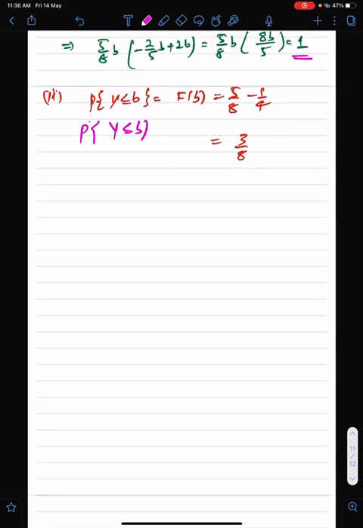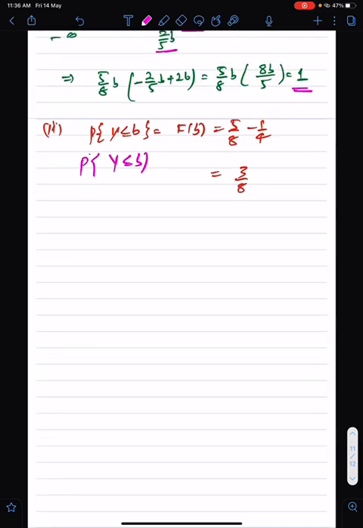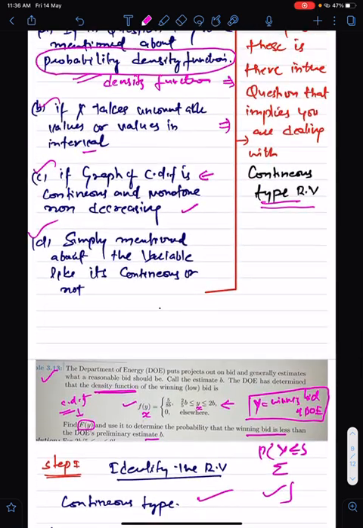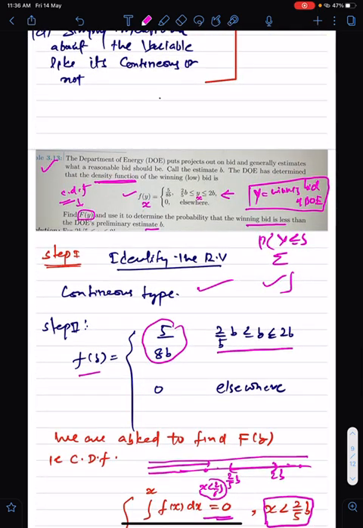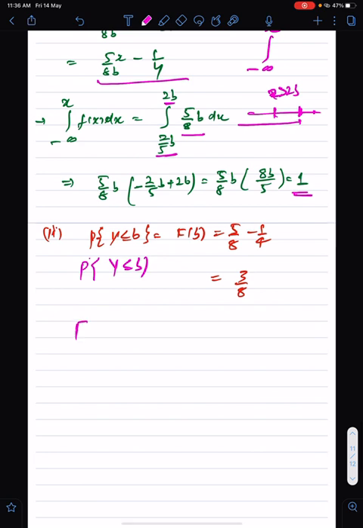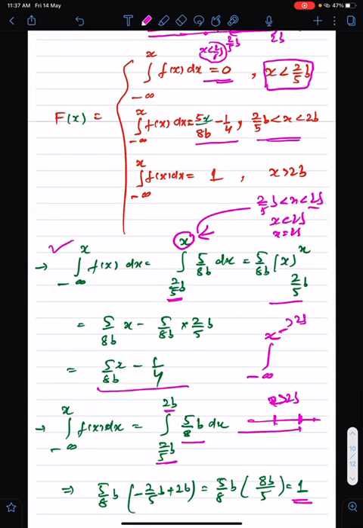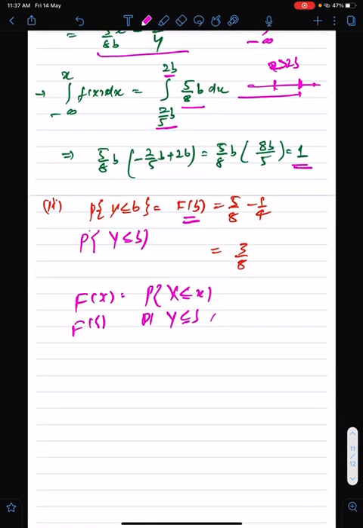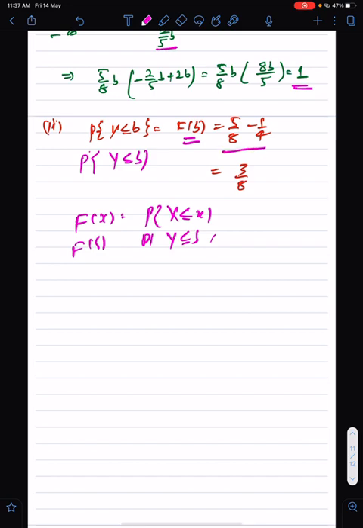So you will have P of y is less than b, and this is how we have defined our distribution function. The distribution function is defined as F of x such that P of X is less than or equal to small x. Here in place of X we have Y, and in place of small x we have b. So this will become F of b, which lies in this interval. Corresponding to this interval we have some value, so in place of x we put the value b. When I put the value, I'll have 5 upon 8 minus 1 upon 4, that is 3 by 8. This is how I'll solve this question.